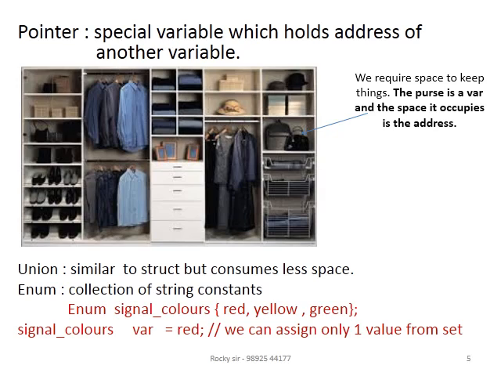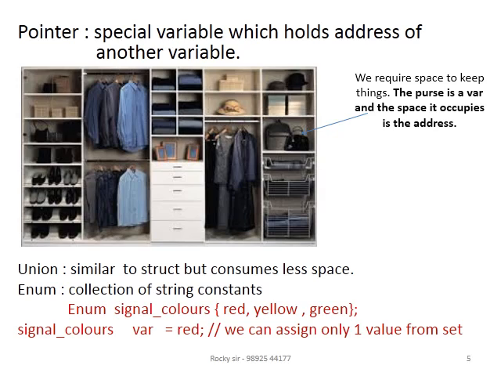We move further. The next secondary data type is a union. A union is similar to a struct, but it consumes less space. We will see more about it sometime later.